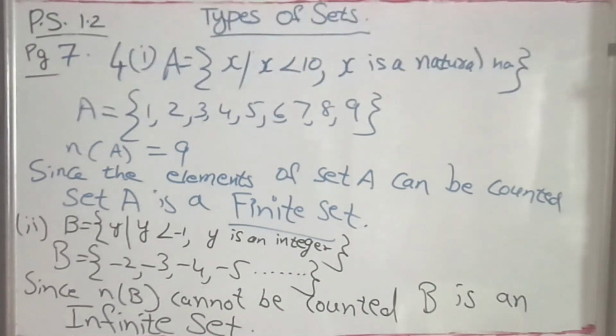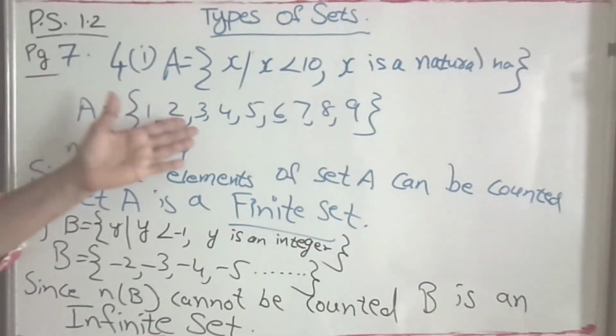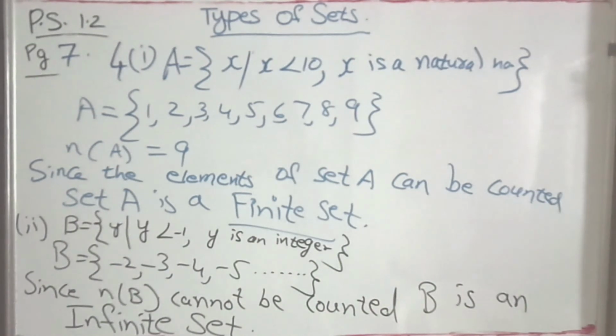So with this we have finished exercise practice set 1.2. Do each and every sum in your notebook, whichever we have done on the board and others which we have not done. I think in the fourth question we have not done some of the sums. You have to write down finite and infinite with reasons in your notebook.